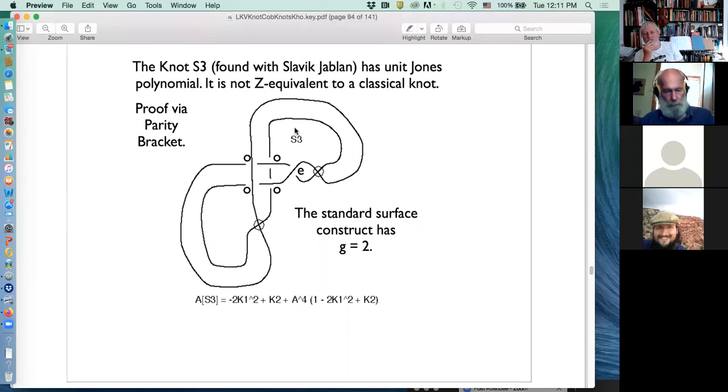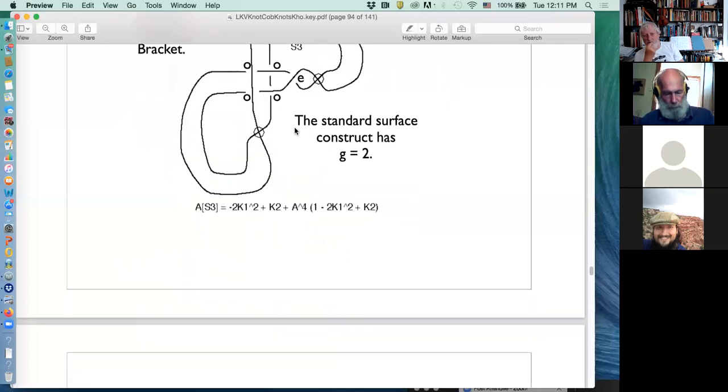Nevertheless, it has Jones polynomial equal to 1. And so the question of what virtual knots have Jones polynomial equal to 1 is wide open. And it would be nice to know more about that.